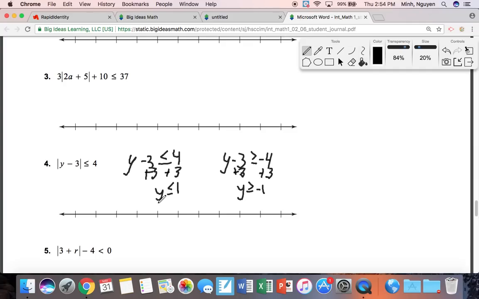So I'm going to get y is less than or equal to 1, and y is greater than or equal to negative 1. So if it's less than 1 and it's greater than negative 1, that means between them, right? So if it's between them, we would put the least number at the end, y in the middle, and then the greater number on the right side. They both have equal signs. Okay, we can move on from that.